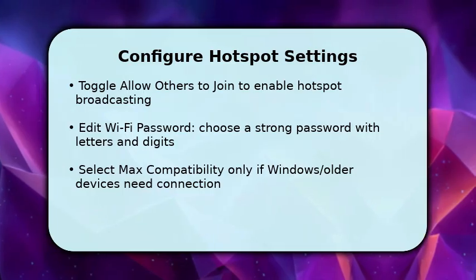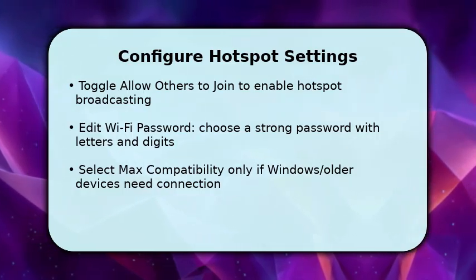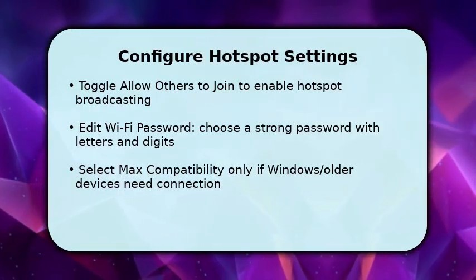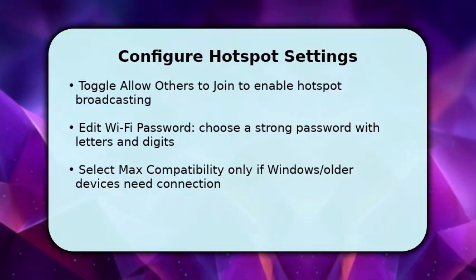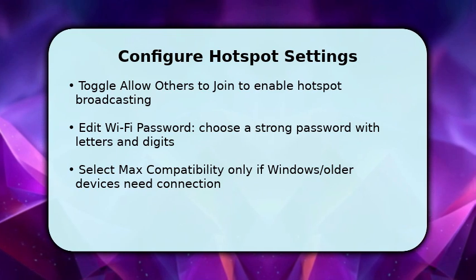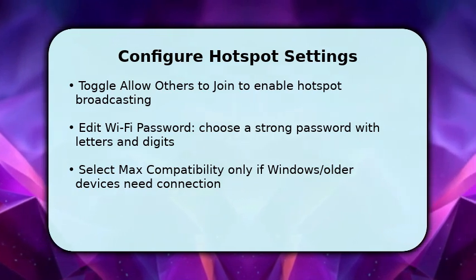If you need to support older or Windows devices, enable Max compatibility. Make sure to disable it for better performance with modern devices. Once configuration is set, check the network name shown. You'll use this SSID and password on the device that needs internet.